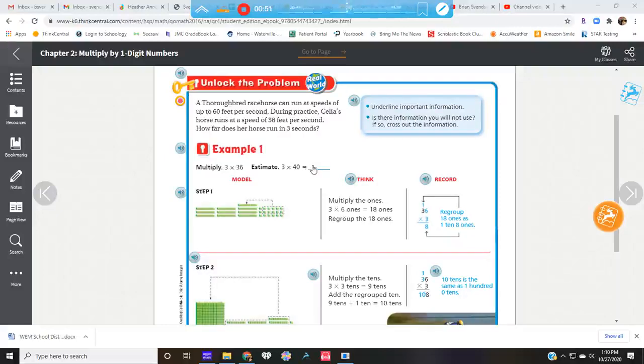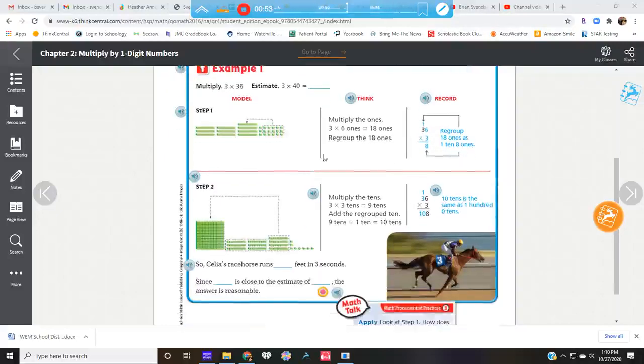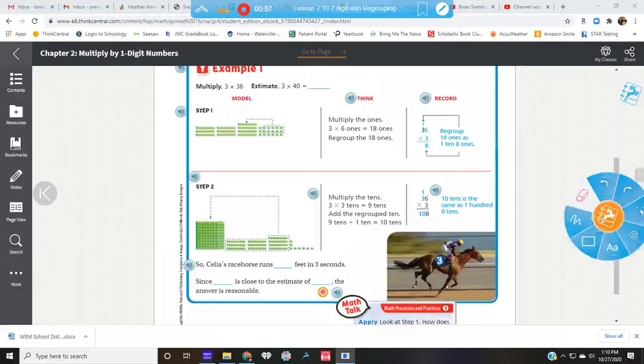I'm going to roll this up just a little bit so I can keep going. Let's make an estimate. If we round 36 to the nearest 10, it is 40. So 3 times 4 is 12, and let's add that 0. So we have 120. So that's what we're looking for, something reasonably close to 120.